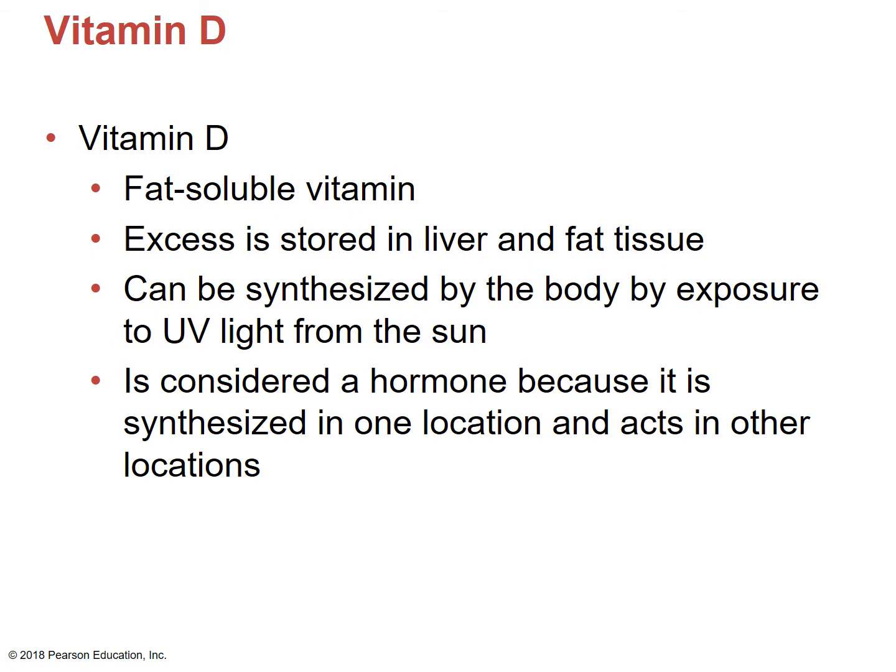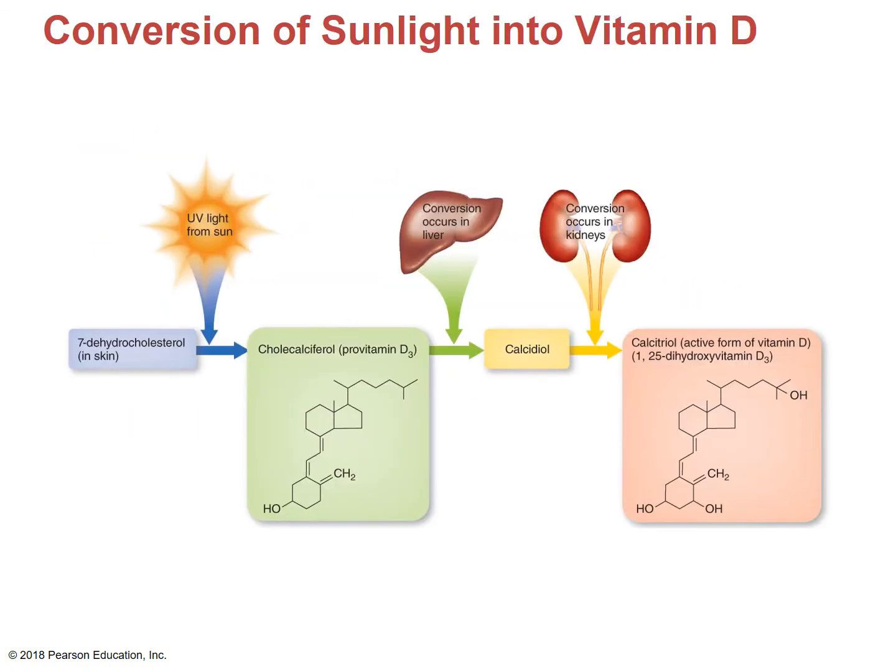Figure 9.17 illustrates how our body synthesizes vitamin D. When the ultraviolet light rays hit the skin, they react with 7-dehydrocholesterol. This compound is converted to cholecalciferol, which is also called provitamin D3. Here is the conversion of sunlight into vitamin D.